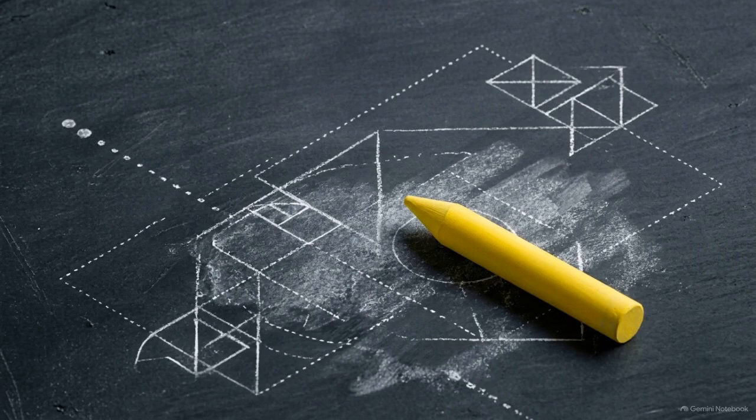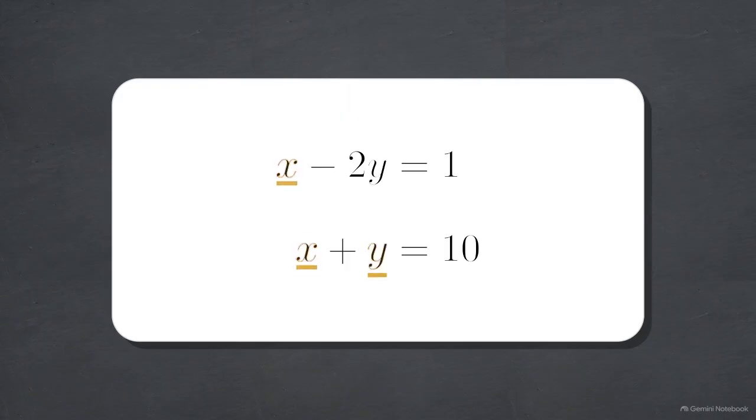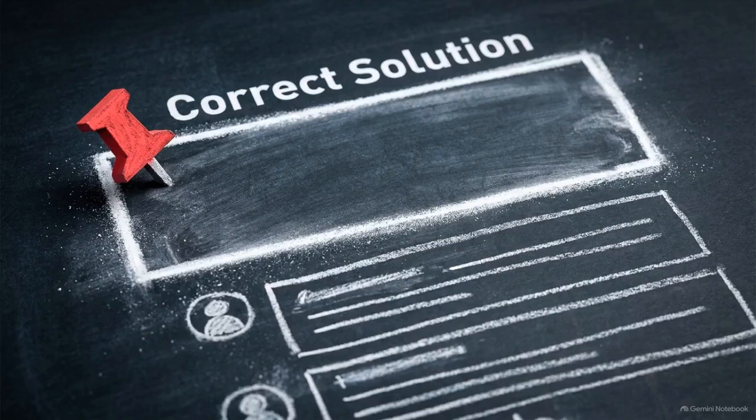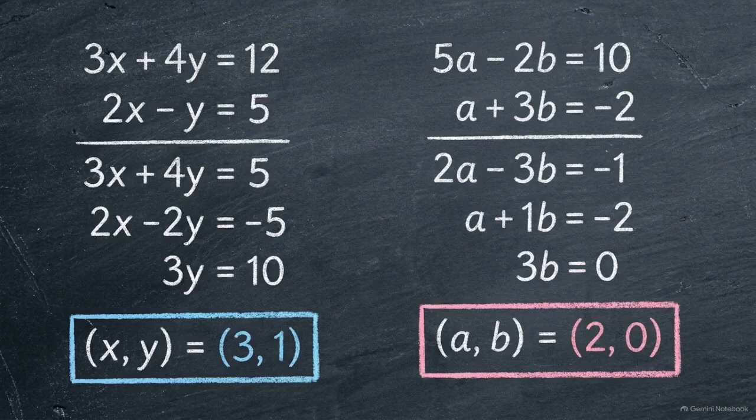To master this, you need to apply these steps to a fresh problem. Try solving this system. X minus 2y equals 1, and x plus y equals 10. Look closely at both equations to see which variable is the best one to isolate first. Work through the steps and leave your final x and y values in the comments. I will pin the correct solution so you can verify your work. Consistent use of this process allows you to solve for two unknowns, regardless of how they are paired together.